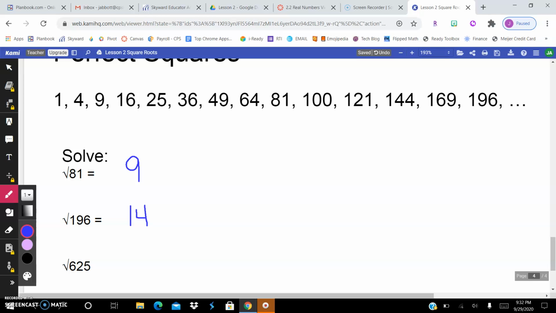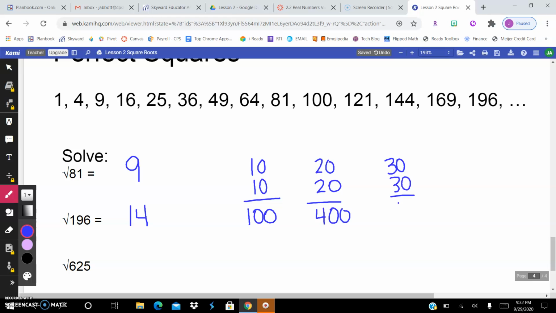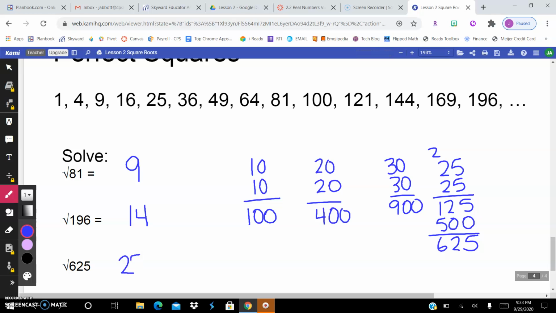So if I did, let's say 10 times 10, that would give me 100. So I definitely need to go bigger than 10. So if I go to 20 times 20, that would give me 400. So I know I have to go bigger than 20. If I go to 30, 30 times 30 is 900. So that's way too big. So it's got to be between 20 and 30. So I'm going to go right in the middle, and let's try 25 times 25. And I get 625. So this answer is 25, because 25 times 25 is 625.